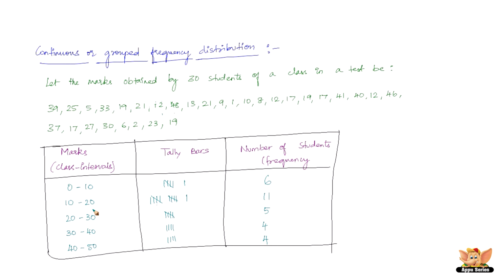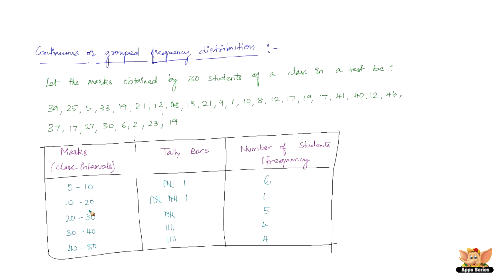In the class 0 to 10, we say that 0 is the lower limit and 10 is the upper limit of the class. Similarly, in the class 10 to 20, we say that 10 is the lower limit and 20 is the upper limit. So the span of the class, that is the difference between the upper limit and the lower limit, is known as the class interval. For example, in the class 10 to 20, the class interval is 20 minus 10, which is 10. So that is called a class interval.